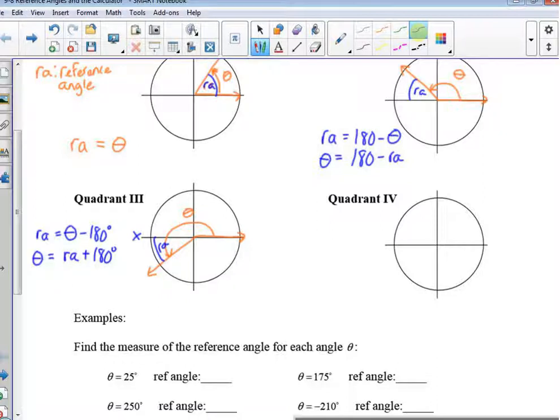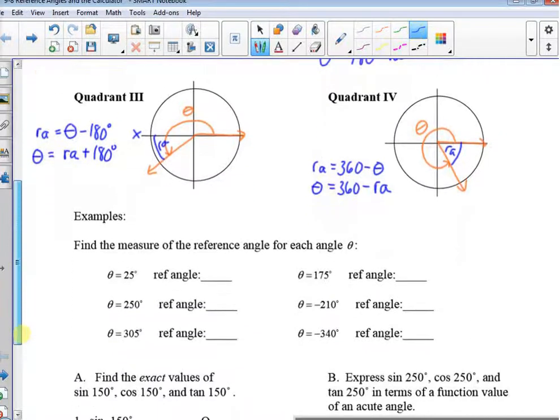Quadrant 4. So this angle in standard position would be like that. So that's theta, 300 degrees or whatever. The reference angle has to come off the x-axis. The reference angles are in the same location as theta was when we did those right triangles in the examples from previous lessons. So if I want the reference angle for quadrant 4, I would take 360 minus theta. If I want the measure of angle theta, I would do 360 minus the reference angle. So the trickiest one is really quadrant 3.